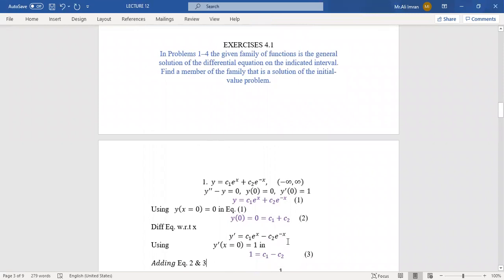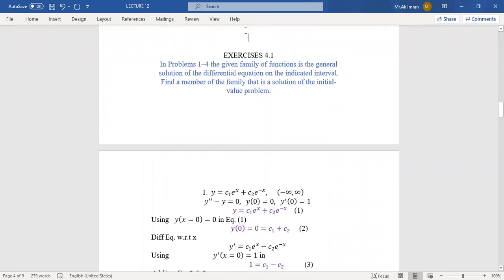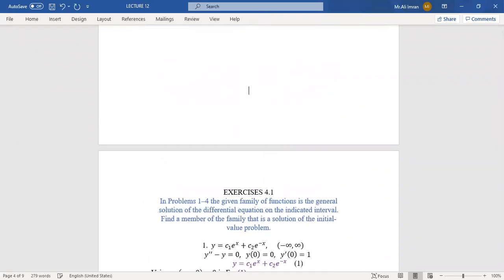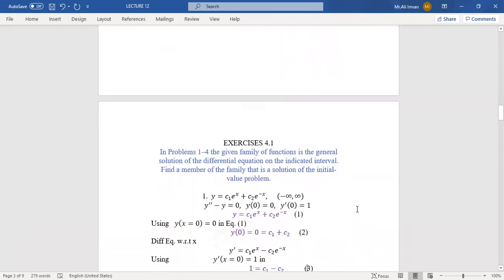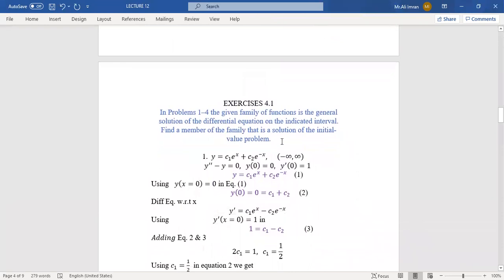Now we proceed toward a question from exercise 4.1. In problems 1 to 4, the given family of functions is the general solution of the differential equation on the indicated interval. Find a member of the family that is a solution of the initial value problem.